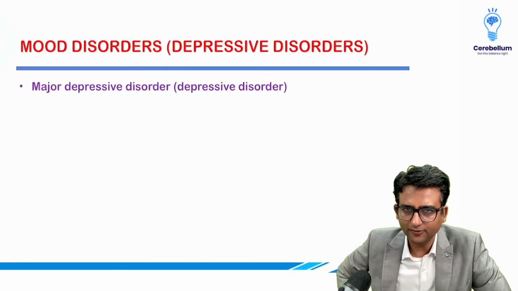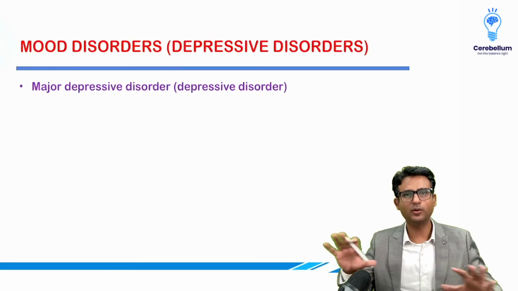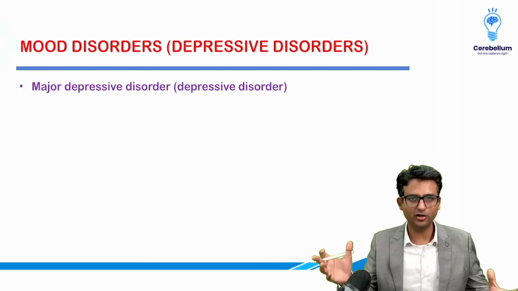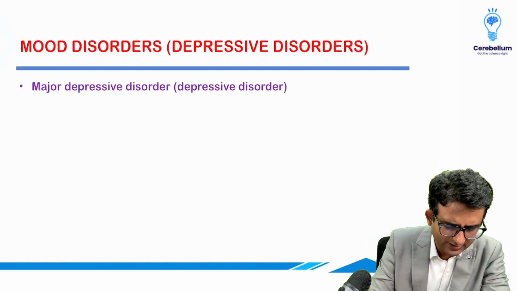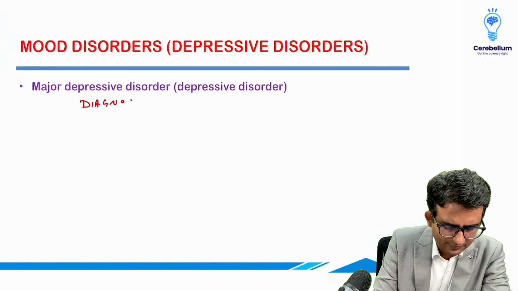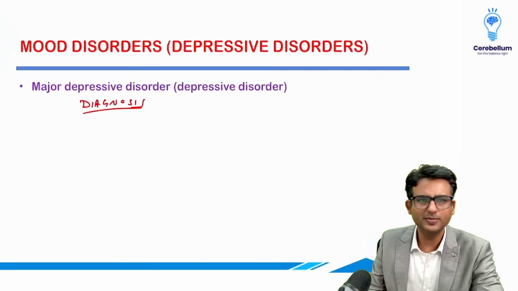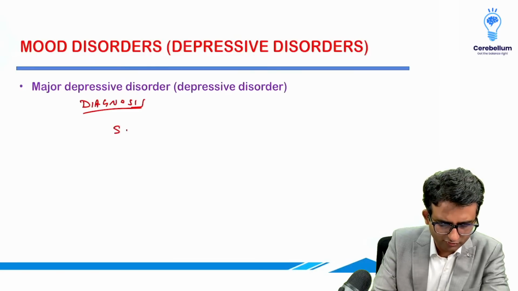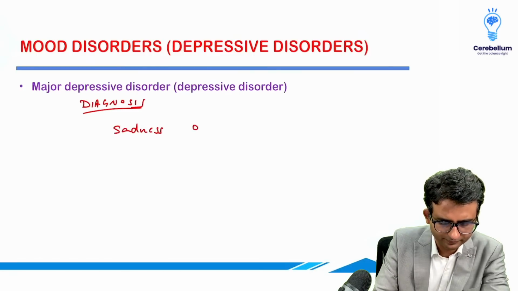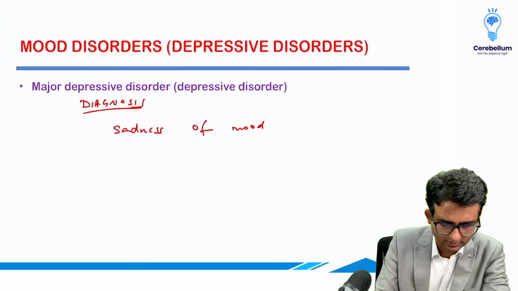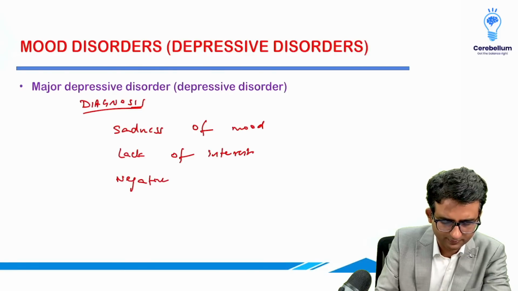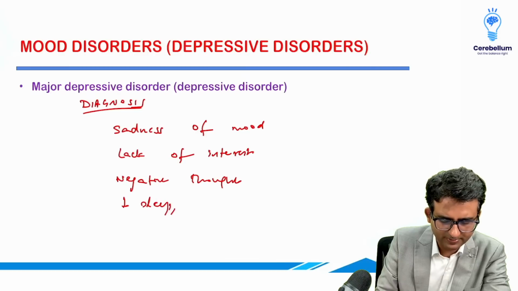See, you don't really have to remember the entire list of symptoms. You can easily make the diagnosis. What is going to happen in depression? There would be sadness of mood, lack of interest, negative thoughts, usually decreased sleep, decreased appetite.